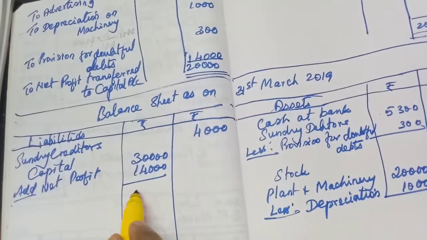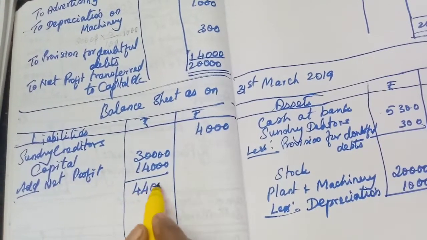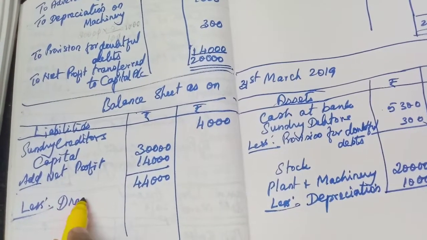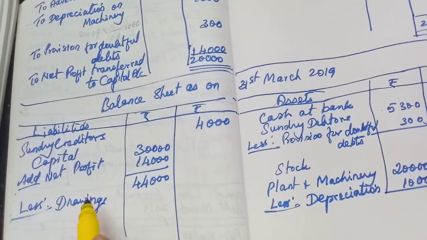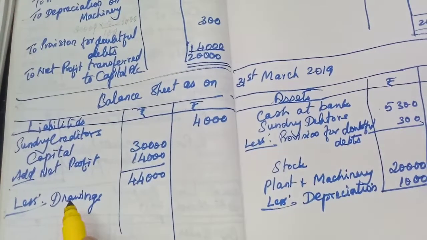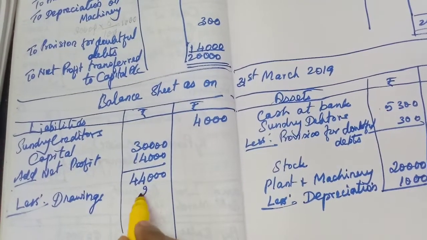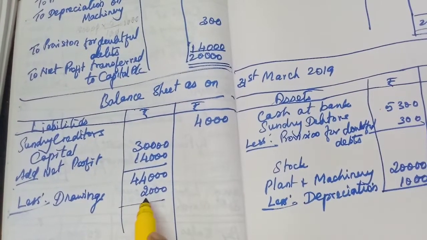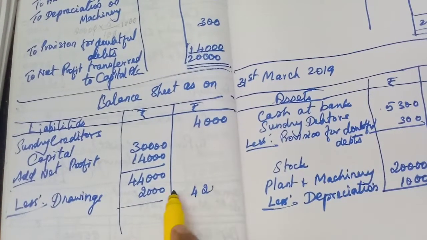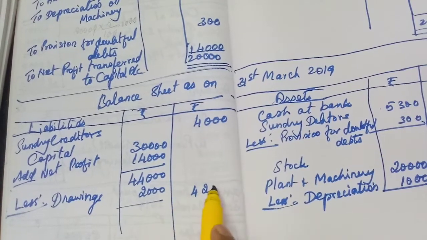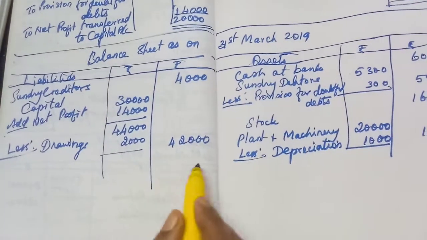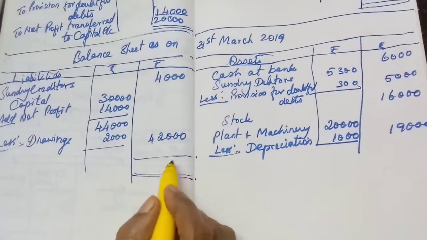Because we have one more item, drawings, to adjust, write this amount here only. Okay. So 44,000 less drawings. Drawings is given in the other information part. So in the other information we have to see drawings, 2,000. So we have to deduct this one. We will get 42,000. Okay. 42,000. Now we will add and see whether we get the same amount on both sides.